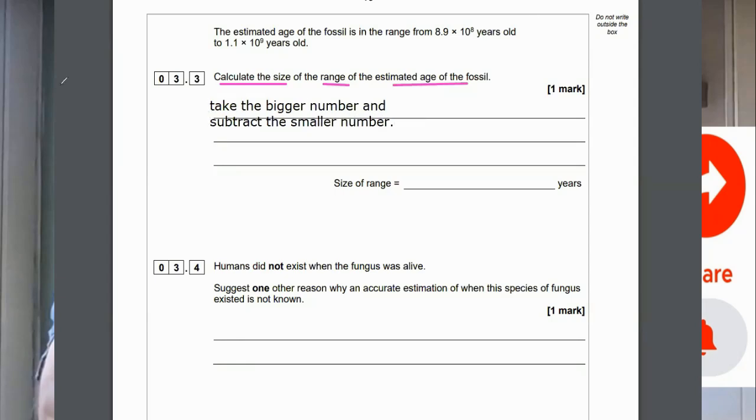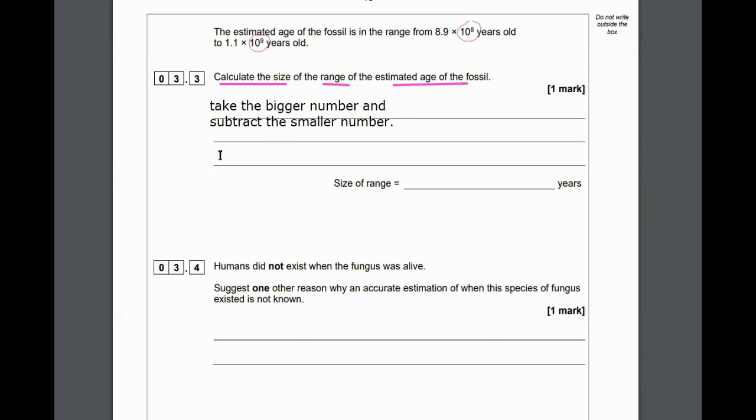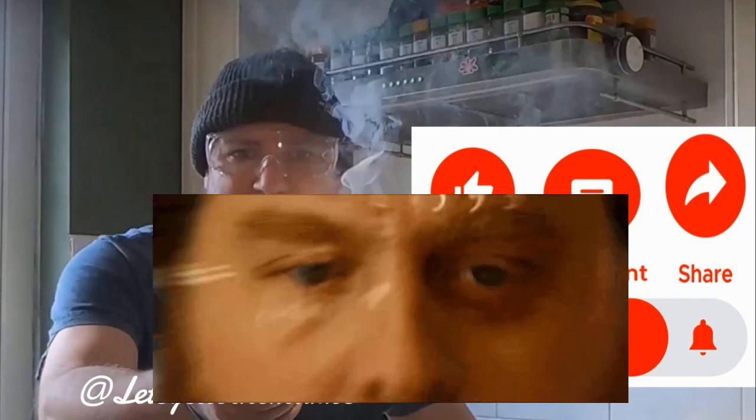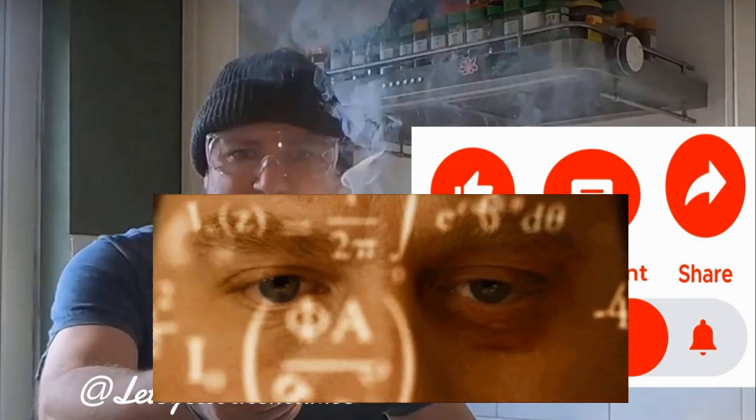We need to take the bigger number and subtract the smaller number. So our bigger number is 1.1 times 10 to the 9, basically 1.1 with 9 zeros. And our smaller number is 8.9 times 10 to the 8, basically 8.9 with 8 zeros after it. So whack that all into the calculator, and what do we get?